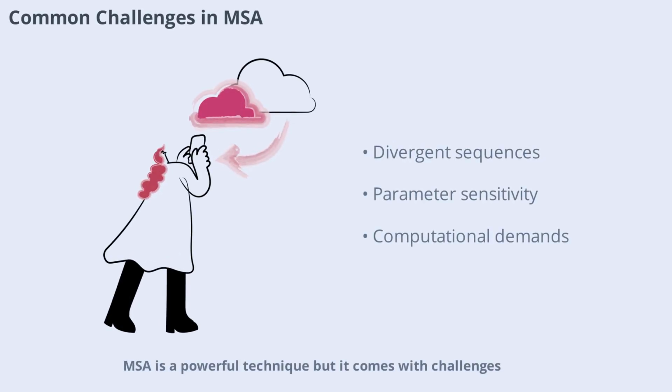MSA is a powerful technique, but it comes with challenges. Aligning highly divergent sequences can be difficult, and errors in sequence selection or parameter settings can lead to misleading results. Large datasets may require significant computational resources. Being aware of these challenges helps you troubleshoot problems and improve your alignments.